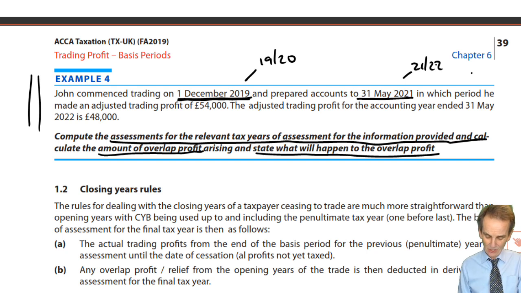Is that the second tax year? No. 1920 through to 21-22. We are missing, therefore, 2021. So it means there is no accounting date ending in the second tax year.